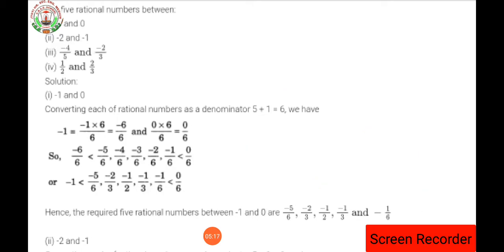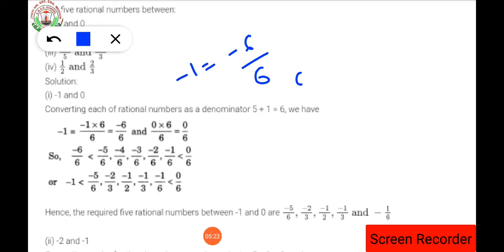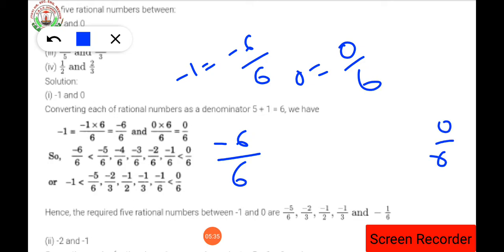Understood? Now we have found the numbers, that means -1 is written as -6 upon 6 and 0 is written as 0 by 6. Clear? Now we have to find the rational numbers between -6 upon 6 and 0 upon 6. So -6 upon 6 to 0 upon 6. How many rational numbers do we want?